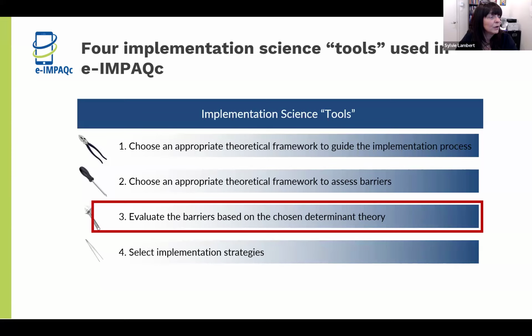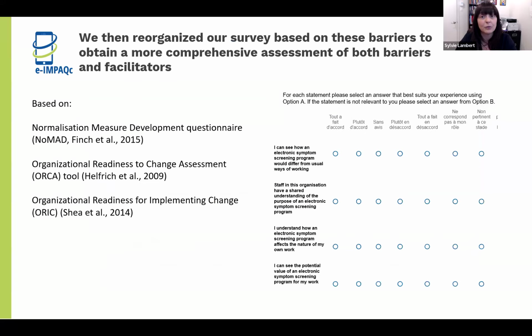And so then my third tool is to evaluate the barriers based on the determinant framework. So then what we did, the CFIR has a really good website, and you can get tools that match each of the determinants. So then we actually developed a tool. For every one of the 48 determinants, there's one question assessing it. Our first barriers survey had like 10 questions. So this way we have 48.